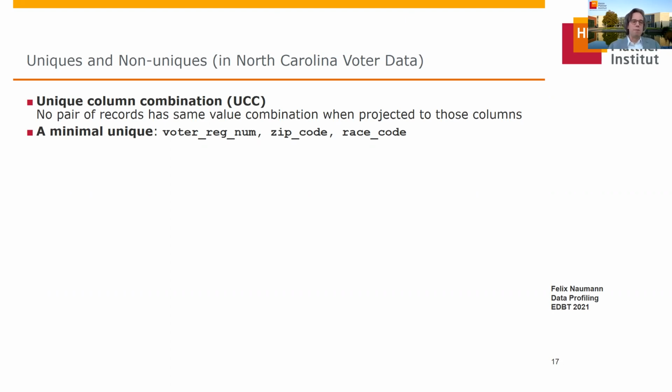So surprisingly, voter registration number alone will not identify a voter in this particular data set. You have to add the zip code and you have to add the race code to uniquely identify voters. This is just one example that we discovered, maybe a pointer towards poor data quality. And since we're looking for all column combinations, we will also find non-uniques.